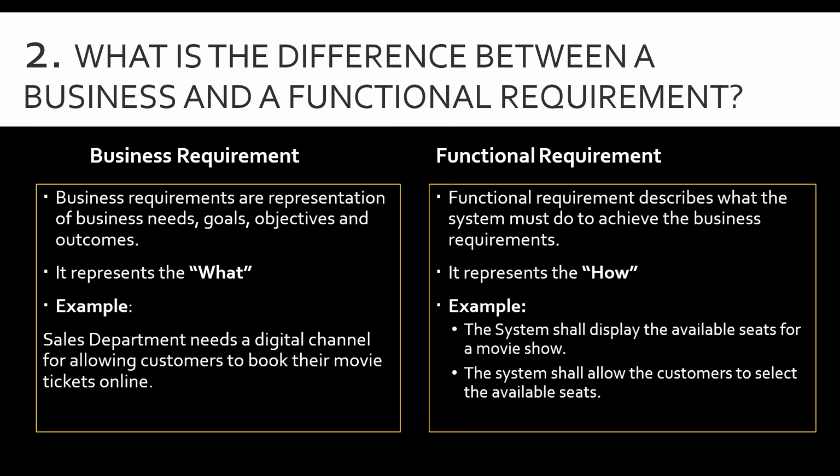Functional requirements, on the other side, describe what a system must do to achieve the business requirements. It represents the how. Example, the system shall display the available seats for a movie show. The system shall allow the customers to select the available seat. Ideally, it talks more on how to meet the business requirement, and you can see it ties back into the business requirement.